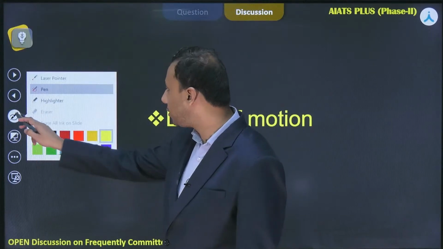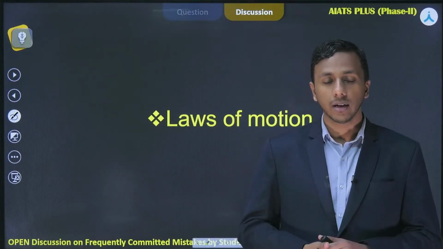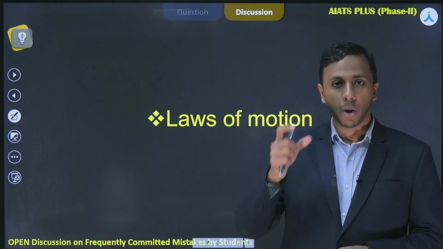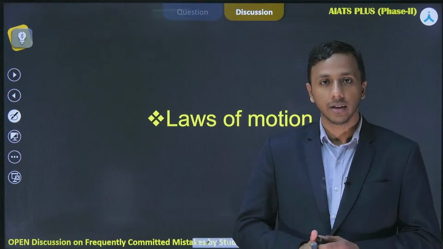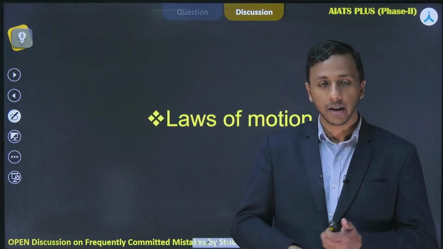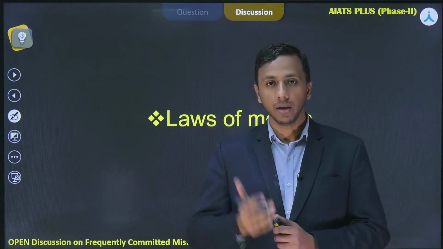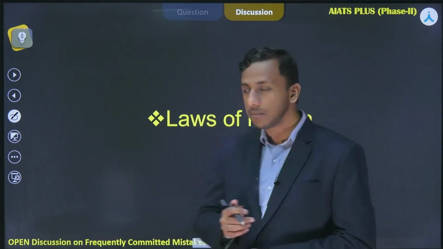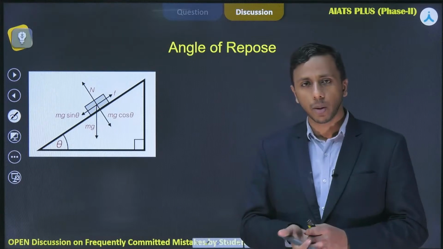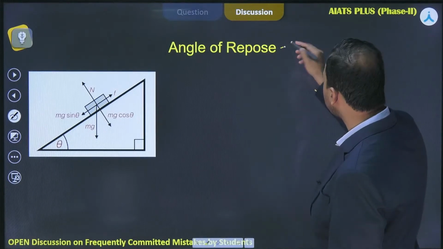Let's continue our discussion of laws of motion from where we left off last time. Last week, under slot number 3, we were covering angle of repose. A block is kept on an inclined plane, and we were trying to find out what is the angle of repose and how it is connected to friction. We found that the coefficient of static friction is equal to tan of theta, where theta is the angle of repose. We studied this same diagram. If you want to rewind that topic, please revisit my video from last time.